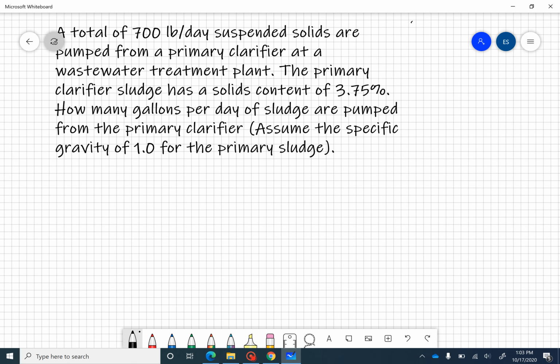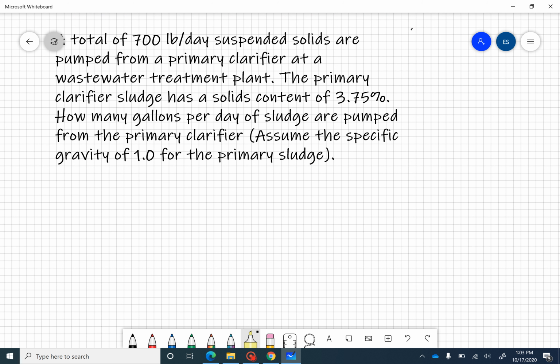Okay, this next problem, kind of a weird one that I don't know has any real life application. I mean, we can measure gallons of sludge all day and convert that to pounds. I don't know how you measure pounds per day of sludge removed and then try to convert that to gallons. But in any event, we're given 700 pounds per day, solids content of 3.75%, and the specific gravity being 1.